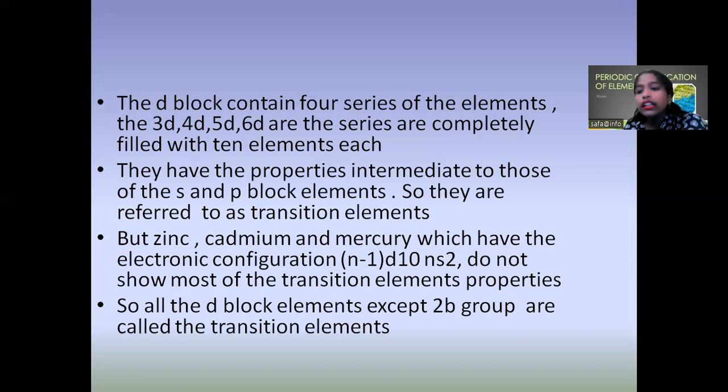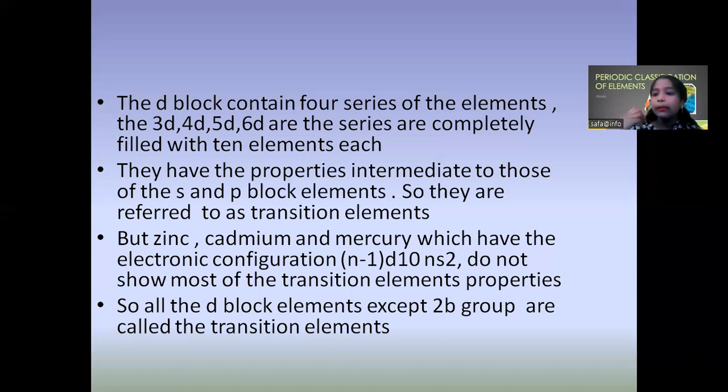But the exceptions are cadmium, zinc, and mercury. They come under d orbitals only, but they don't show the transition elements properties. So all the D block elements are called transition elements, but the exception is the second B group. In the second B group, zinc, mercury, and cadmium don't show the property of transition elements.